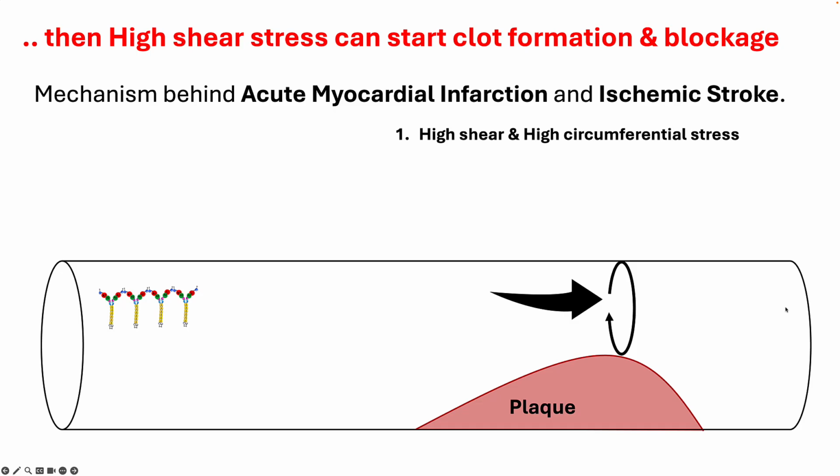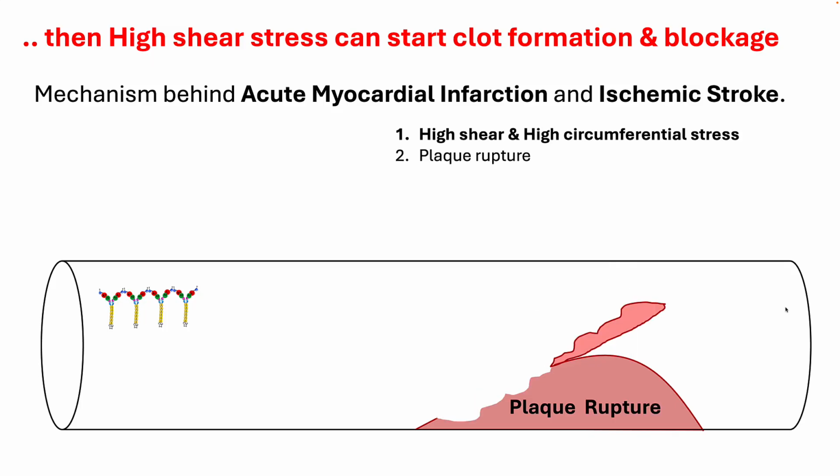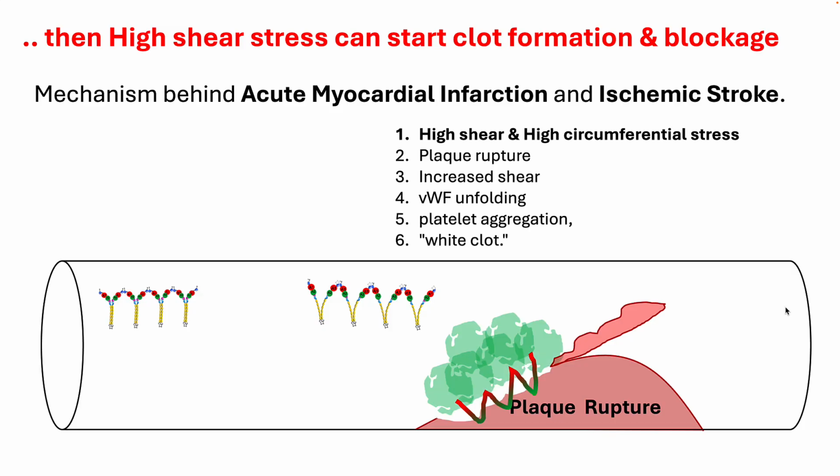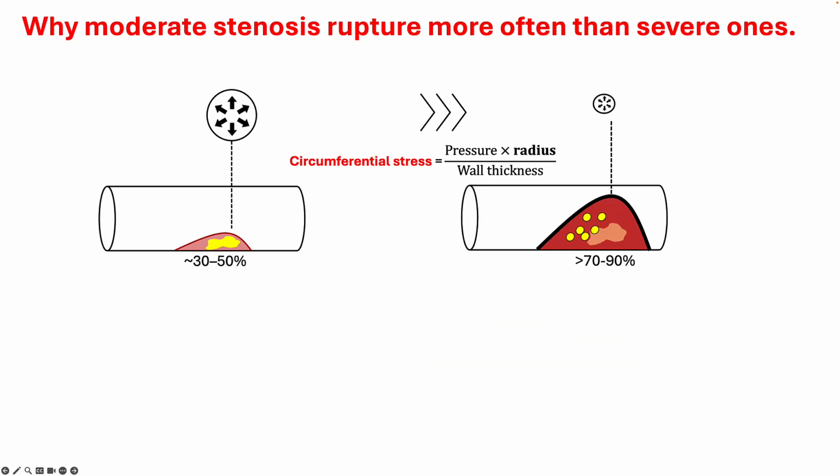And then high shear stress can continue to initiate clot formation and blockages. This is the mechanism behind most of the acute myocardial infarction and ischemic stroke. So whenever your arteries have high circumferential stress, these can sometimes lead to plaque rupture, and increased shear in this area continues with von Willebrand factor unfolding, which can cause platelet aggregation and development of subsequent thrombus.